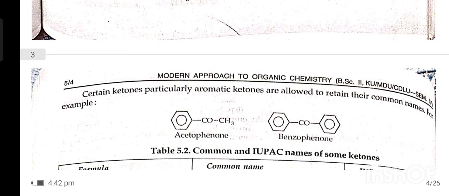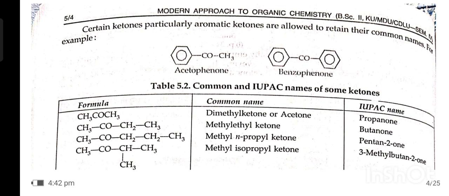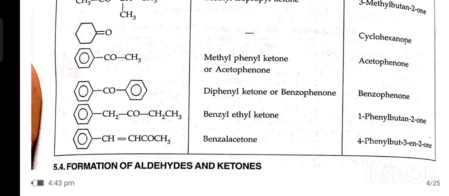Certain ketones, particularly aromatic ketones, are allowed to retain the common name. For example, acetophenone, benzophenone. Common and IUPAC names of some ketones: CH3COCH3, common name dimethyl ketone or acetone, IUPAC name propanone. CH3COCH2CH3, methyl ethyl ketone, IUPAC name butanone, and so on.